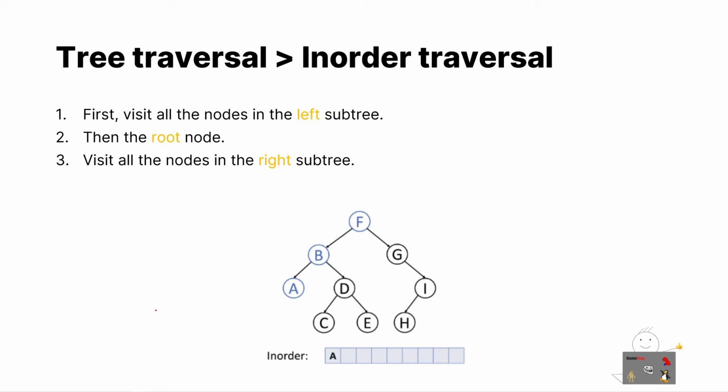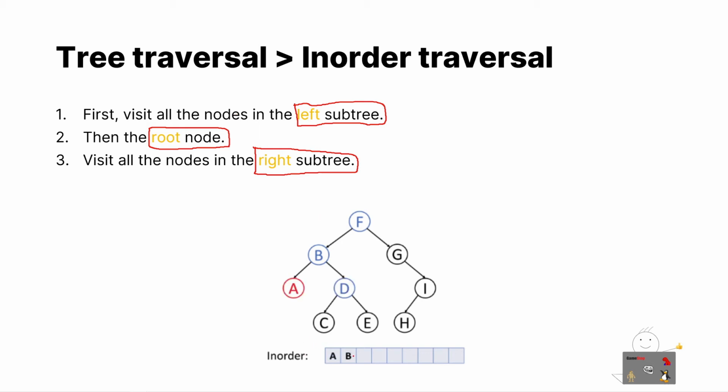It states that we first visit all the nodes in the left subtree, then we go on to visit the root node, and finally we visit all the nodes in the right subtree. Okay, it seems quite easy. We first go to the left, then we go to the middle, and then to the right. But it may be a little bit more complex than you think.